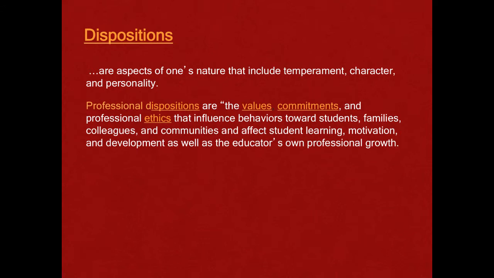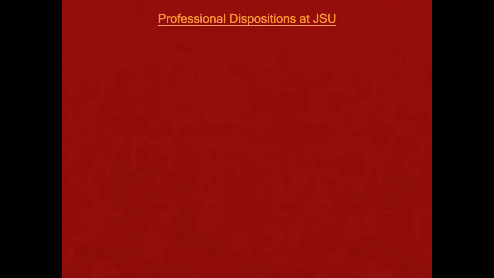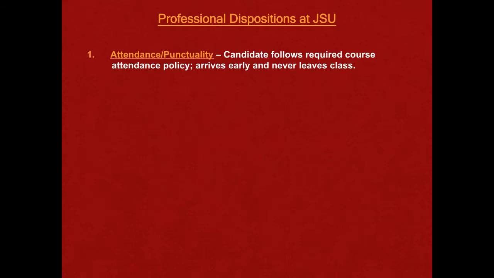There are professional dispositions that we expect you to have as a student at JSU. The first professional disposition we expect is attendance and punctuality. You are required to attend classes regularly and follow the attendance policy for each course. We want to see you arrive early and never, ever leave before the class ends. Leaving early is not only disrespectful to the instructor, but disturbing to your classmates.